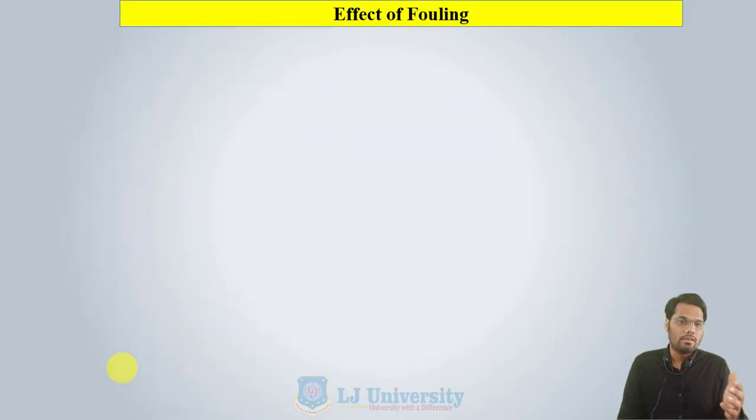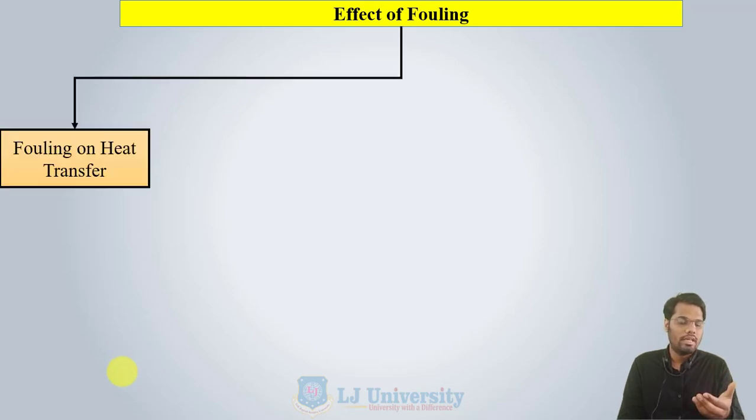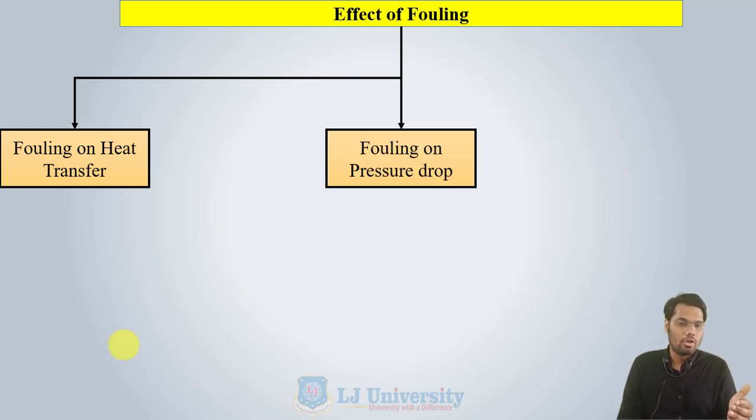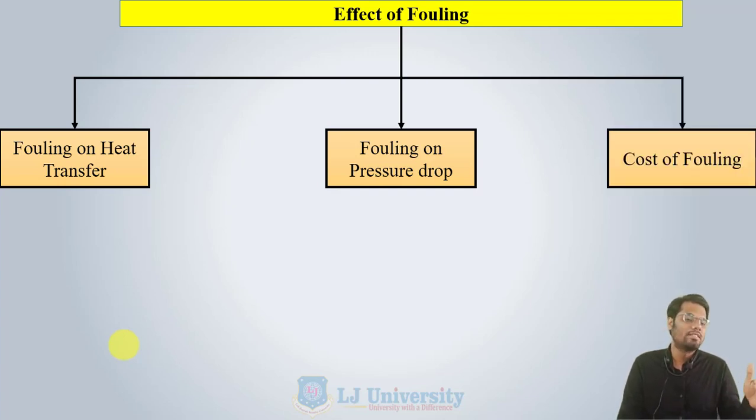What are the different effects of the fouling? So first, fouling decreases the heat transfer rate, so there is an effect of fouling on heat transfer rate. Fouling on the pressure drop: fouling increases the pressure drop. And the last effect is on the cost. Due to the fouling, there is a huge increase in capital cost and some other costs. Let's discuss it in detail.